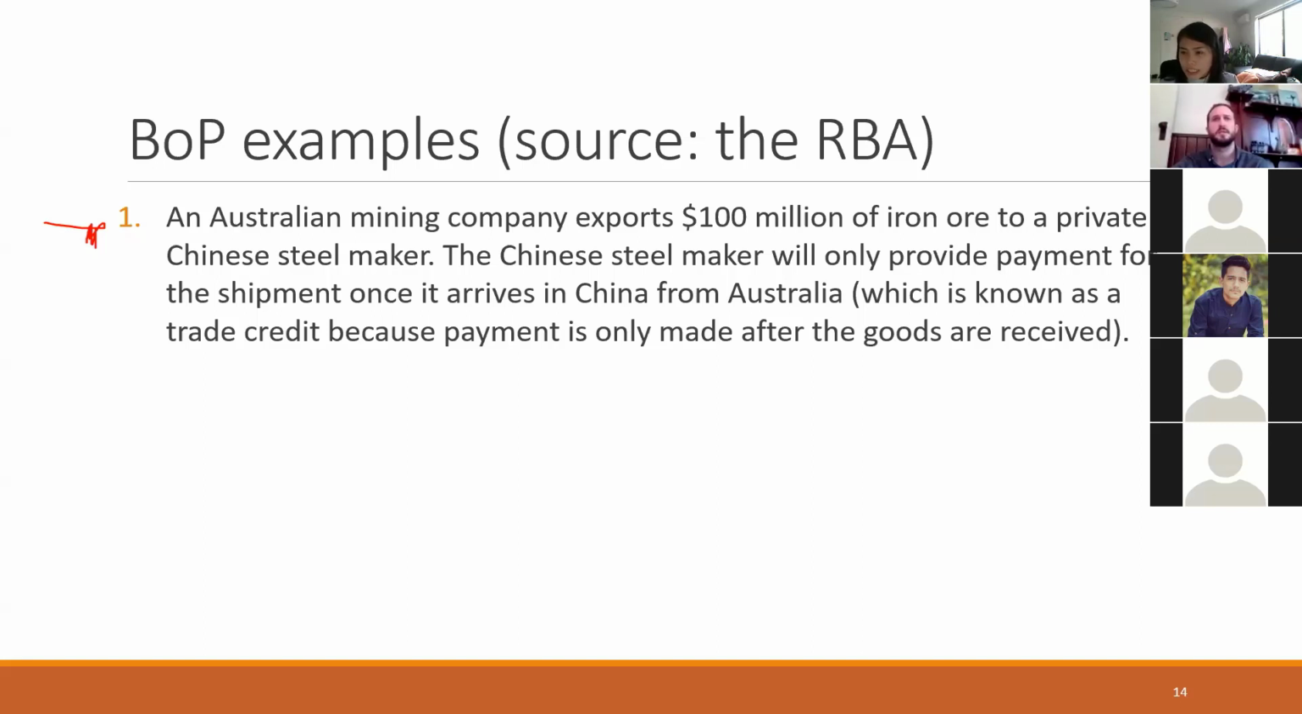So I've got 7 answers. Here I've got a credit and I've got a debit, and I have 2 entries, 1 and 2.